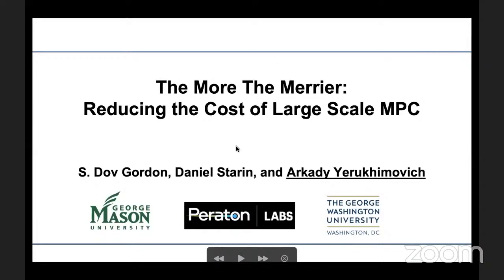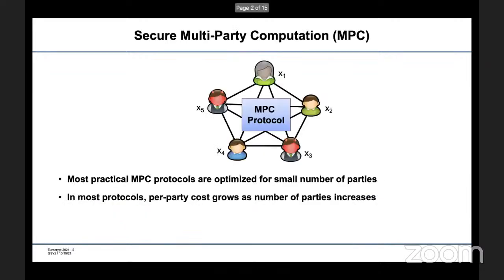Okay, thank you. So again, my name is Arkady Yurkimovich. The paper is entitled "The More the Merrier: Reducing the Cost of Large-Scale MPC," and this is joint work with Dov Gordon from George Mason University and Daniel Sterin from Peraton Labs.